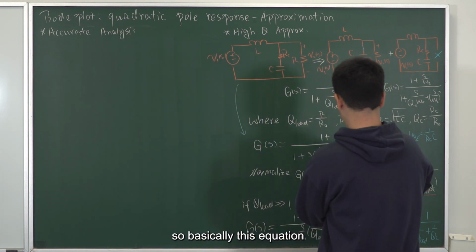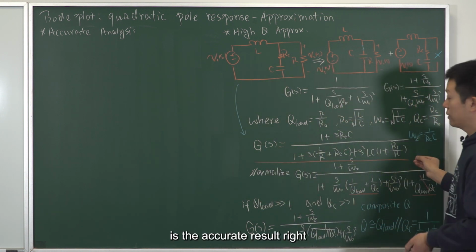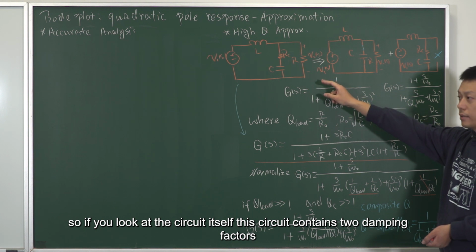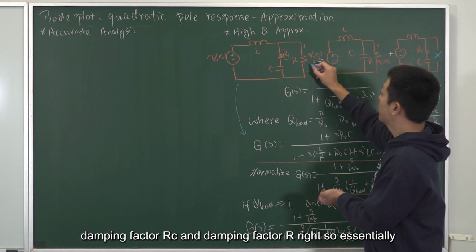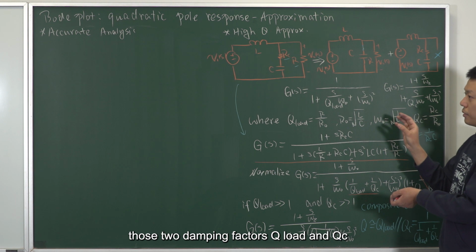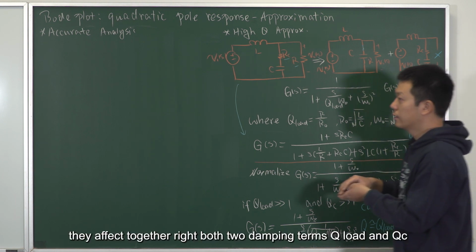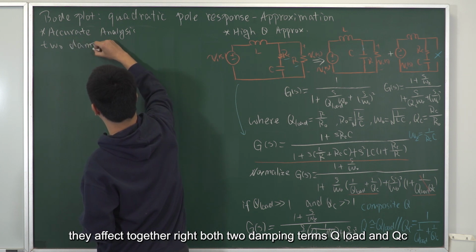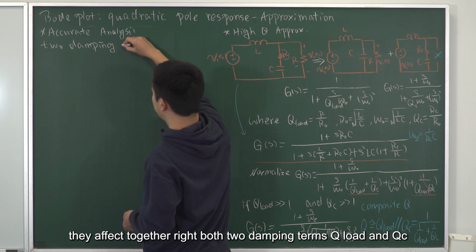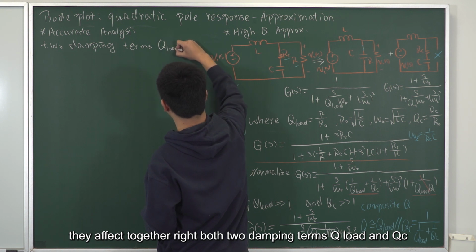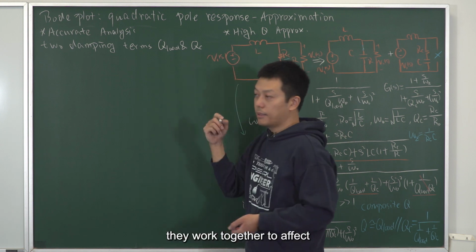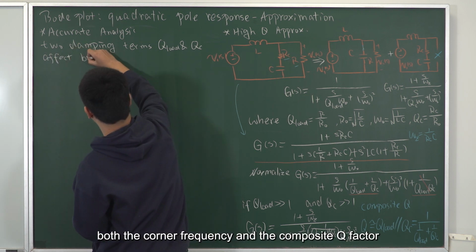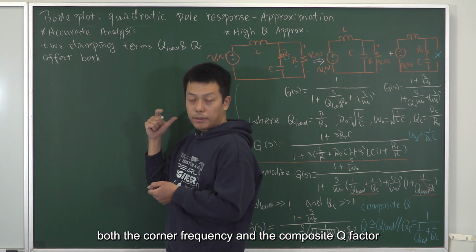So basically, this equation is the accurate result, right? If you look at the circuit itself, this circuit contains two damping factors, damping factor RC and damping factor R. Essentially, those two damping factors, Q load and QC, work together to affect both the corner frequency and the composite Q factor.